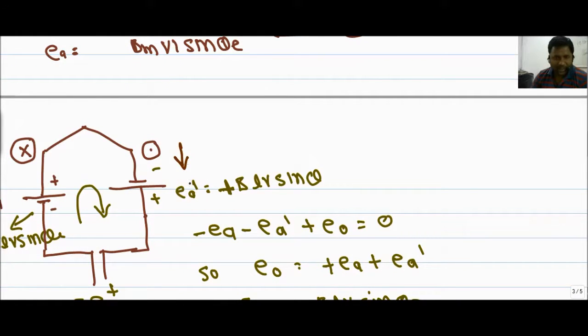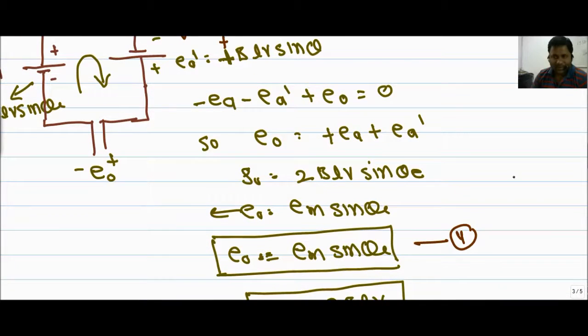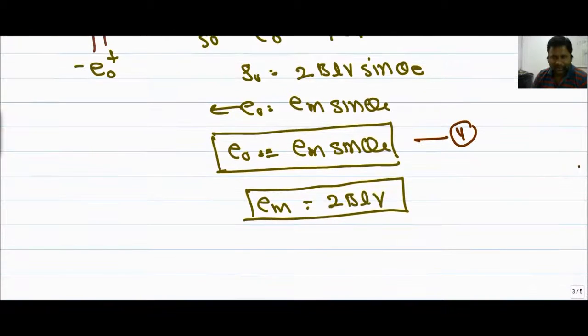Here we are changing the polarity of this E dash, so we can't take a negative sign here. We have to convert it to plus because we have already taken E as a negative sign. So E minus EA minus EA dash plus E naught should equal 0. Solving the KVL, we get an expression in this fashion.